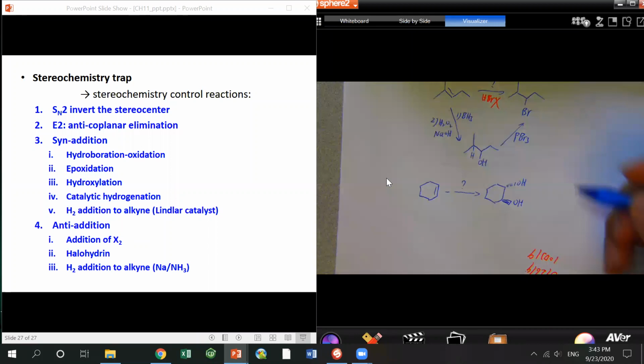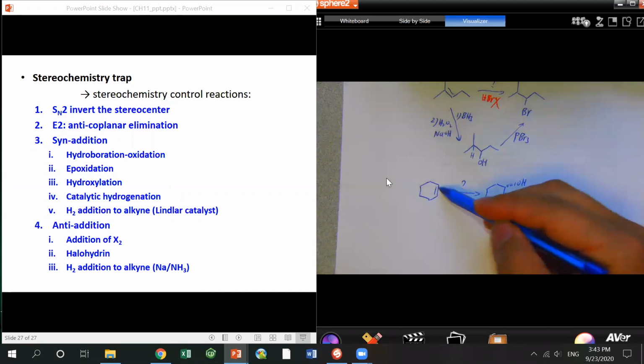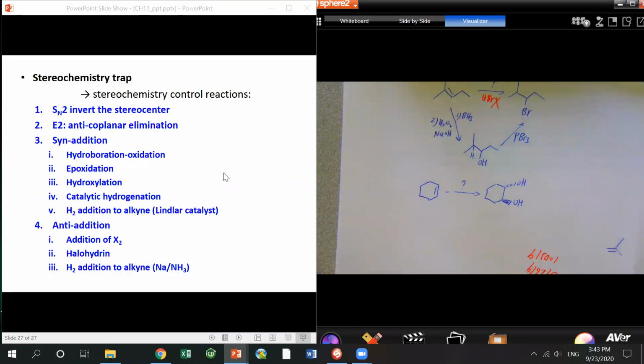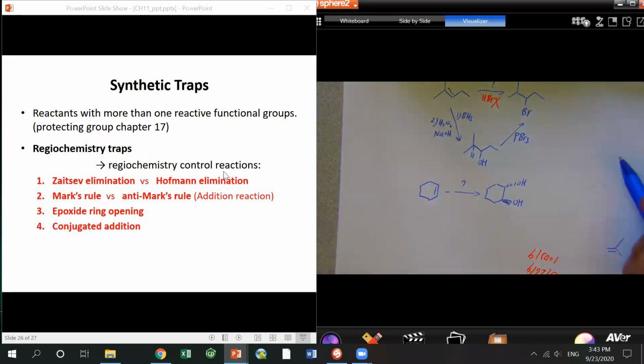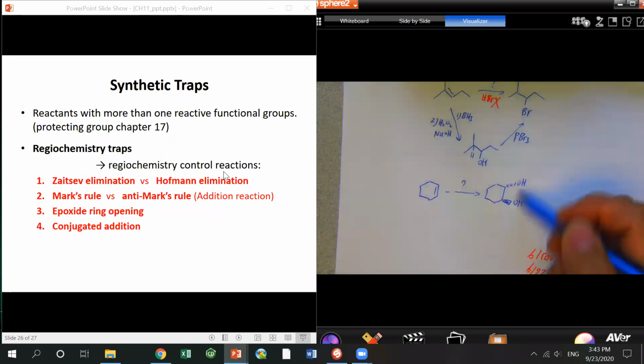Okay, so in a quiz or exam, maybe I ask you to convert this alkene to the diol, okay? Go back to the last slide. Try to convert this alkene to the diol. Some students immediately react. Remember, we learned one reaction in chapter 11, hydroxylation, with osmium tetroxide.